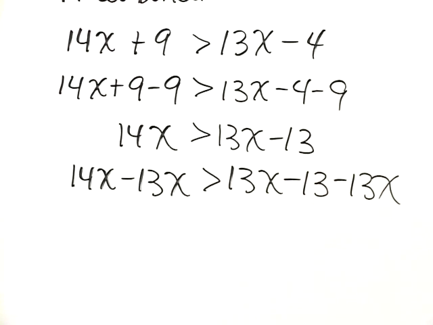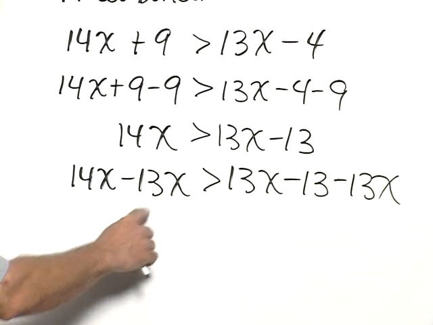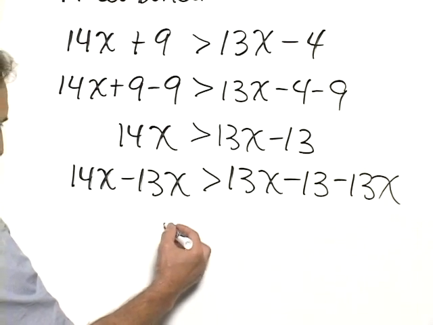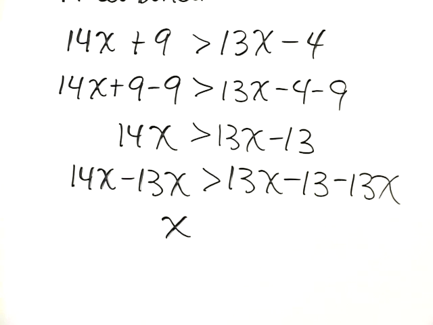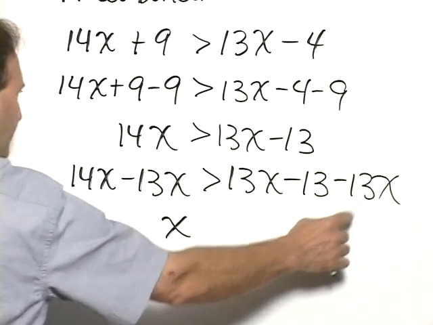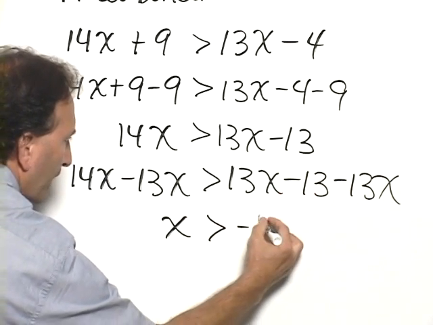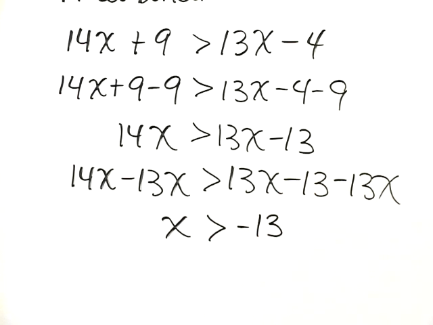On the left-hand side, we subtract the coefficients of x. 14 minus 13 is 1, 1x, which we write as just x. On the right-hand side, the 13x minus 13x is 0, so we have x is greater than negative 13.